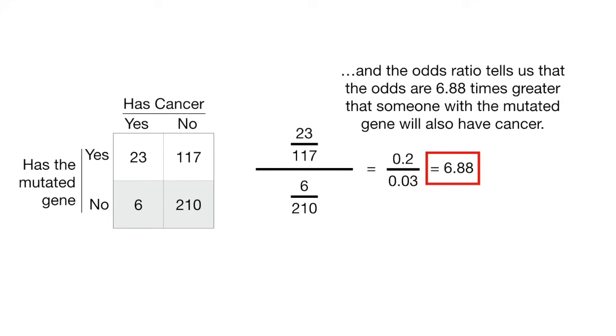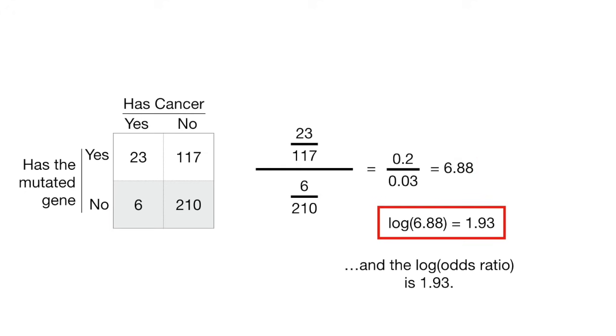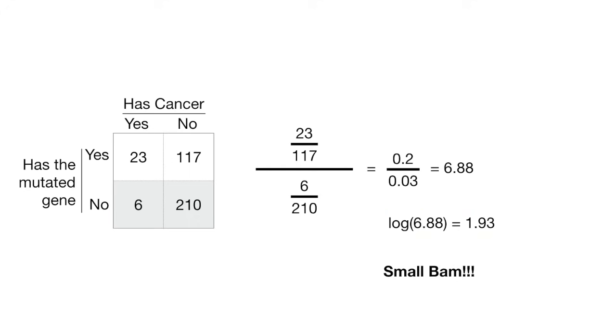and the odds ratio tells us that the odds are 6.88 times greater that someone with the mutated gene will also have cancer. And the log of the odds ratio is 1.93. Small bam.